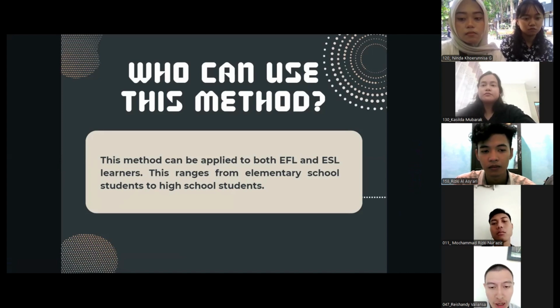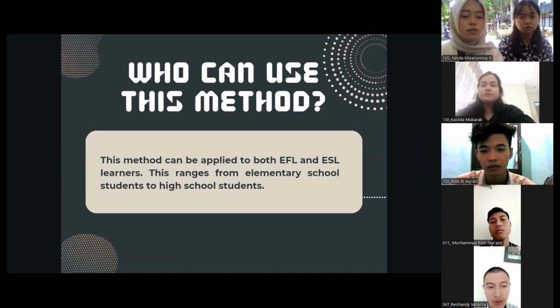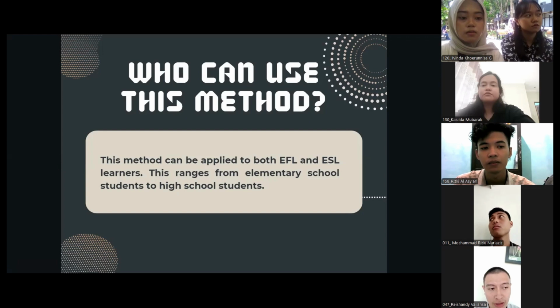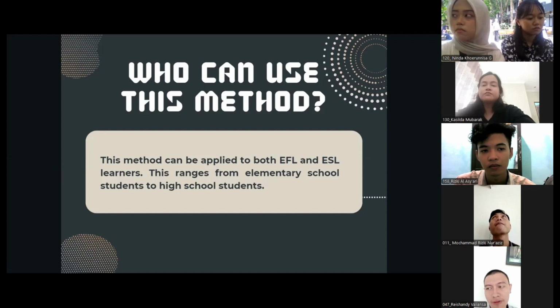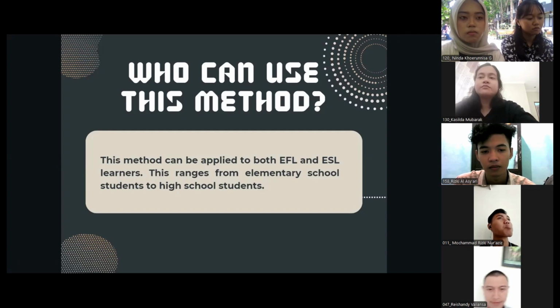As long as the students are EFL learners, we believe that this method can be effective so that they can be prepared for real life situations, if they have ever encountered foreigners and have to use the language.